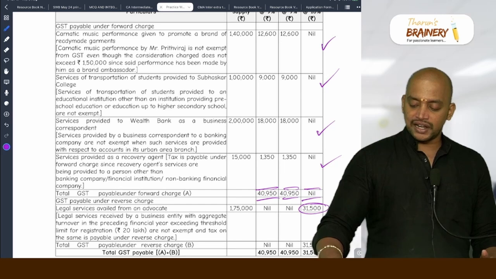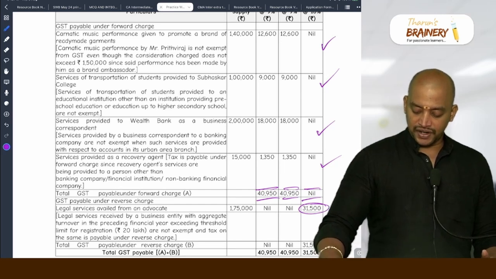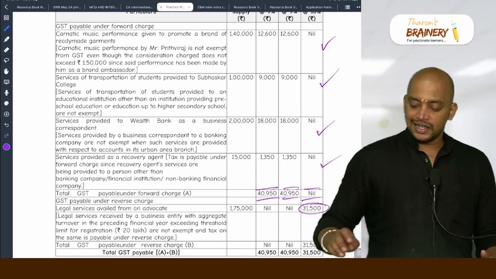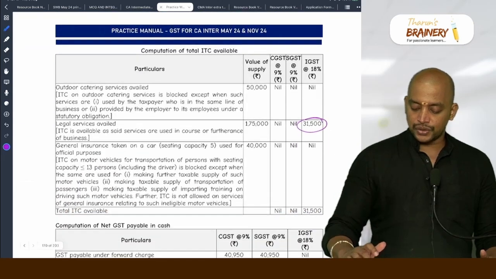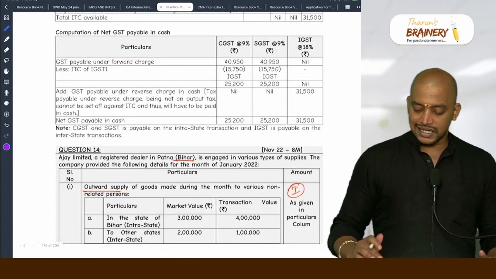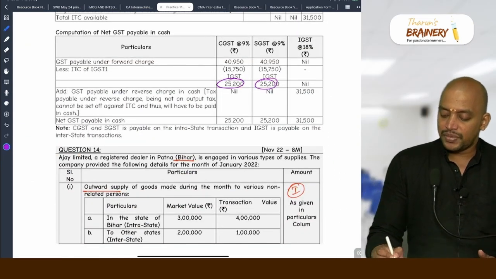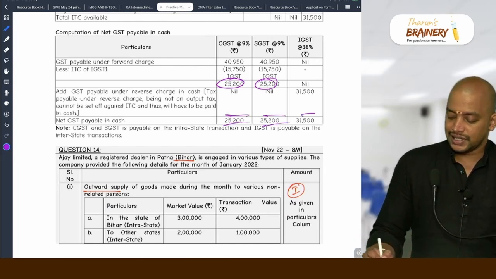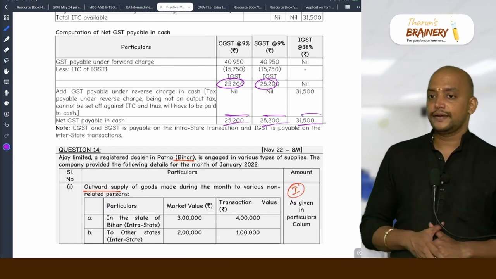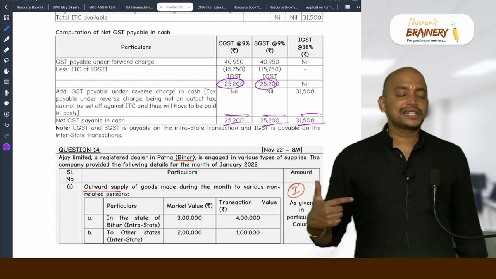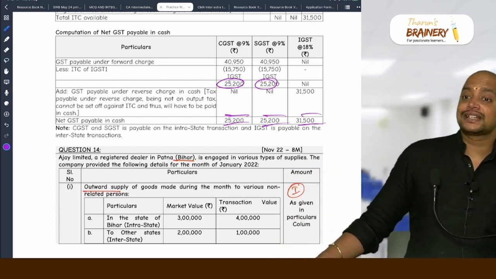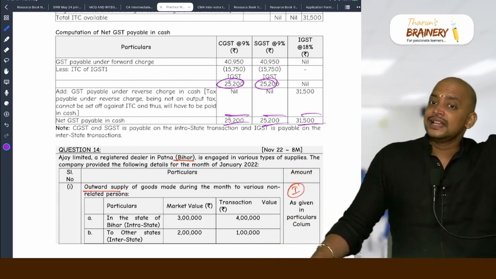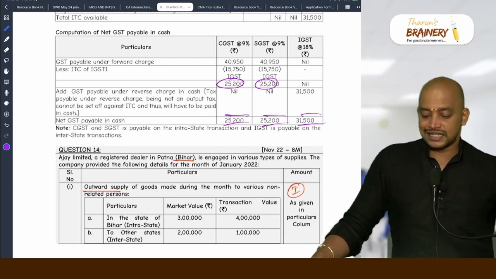So 40,950 minus 15,750, that will be 25,200 CGST, SGST. But IGST liability, RCM liability, we have to pay in cash. So this is the answer. Is it clear? So whatever GST we paid under RCM can be taken as credit and adjusted against the FCM liability, CGST, SGST.